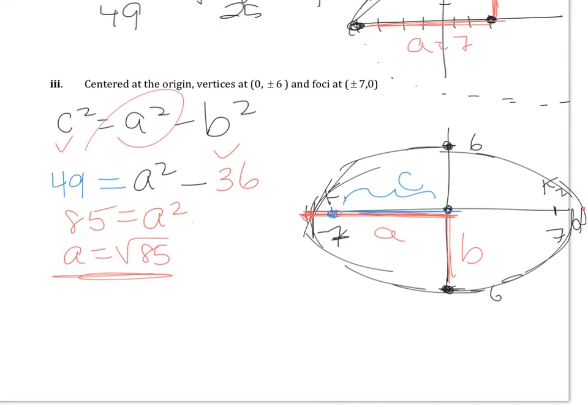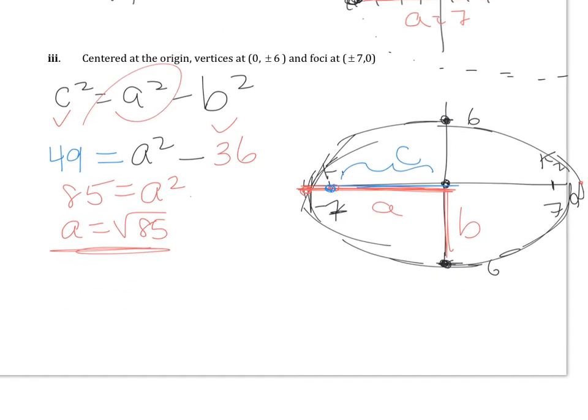I'm going to go down a little bit here to create some room. Keep in mind the a² is along the x, and we're centered at the origin, so we're going to have x² over a², in this case that's 85, plus y² over b², in this case that's 36, equals 1. So this one will be a little bit of an ugly one to graph because of that 85. We're not going to have very well-defined vertices because we'll have to approximate them, but we can easily write the equation using that formula, c² = a² - b².